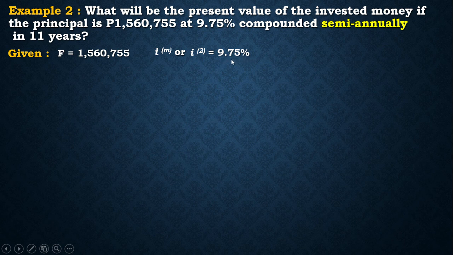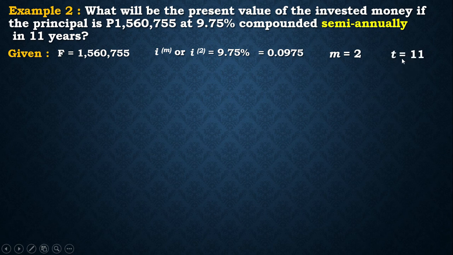9.75% divided by 100, that is 0.0975. Again, dinivide po ito sa 100, kaya naging 0.0975. Ngayon, punta po tayo sa frequency of conversion, which is the M. M is equal to 2. Bakit 2? Kasi semi-annually. Again, semi-annually is equal to 2.